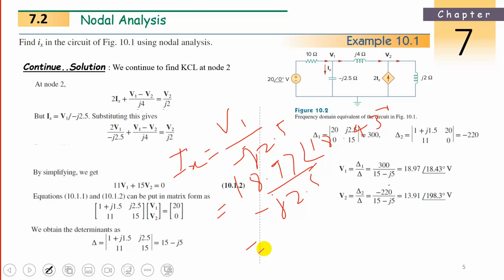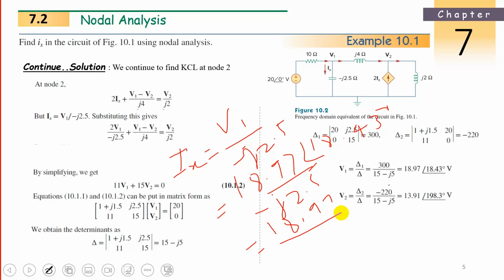Can anyone get it? It is 18.97 at an angle of 91, divided by the polar form of minus j 2.5. Anyone? Can anyone get it? It is 2.5. That is what we have to do.